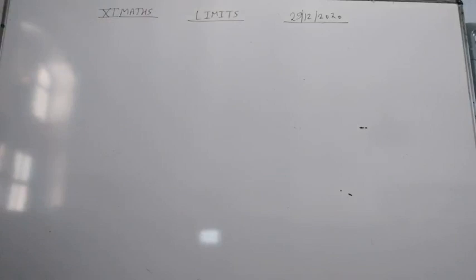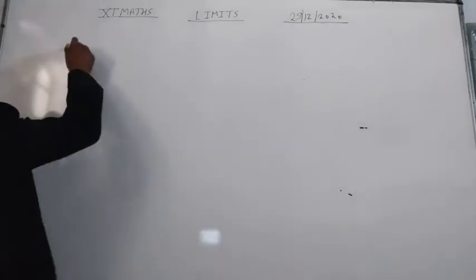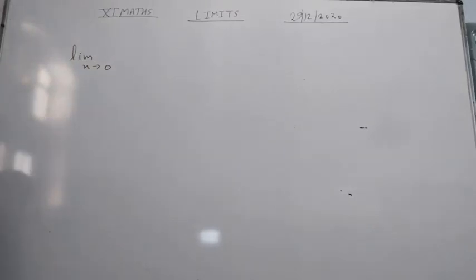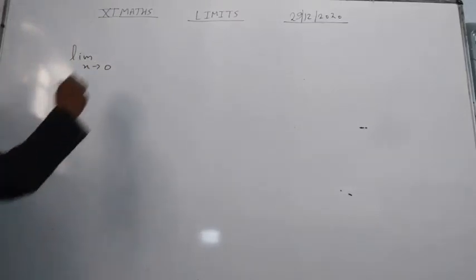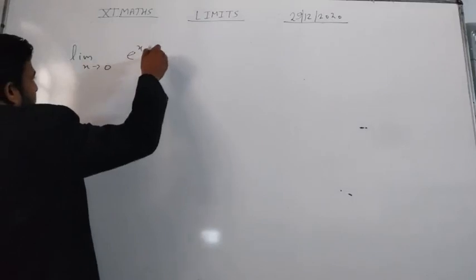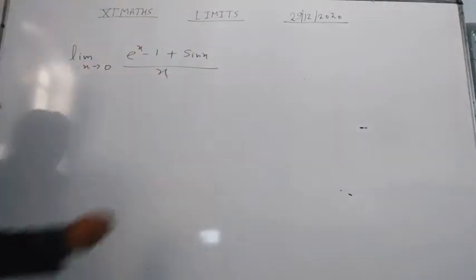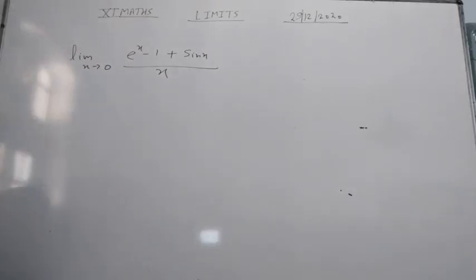Okay, now we move to the next question. Our next question is limit x tends to 0 of (e^x − 1 + sin x)/x. So this is our question and we have to find the limit of this question.